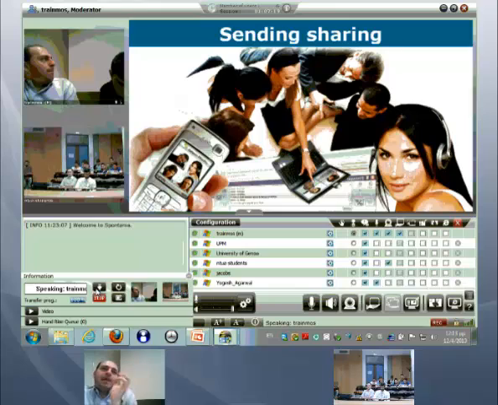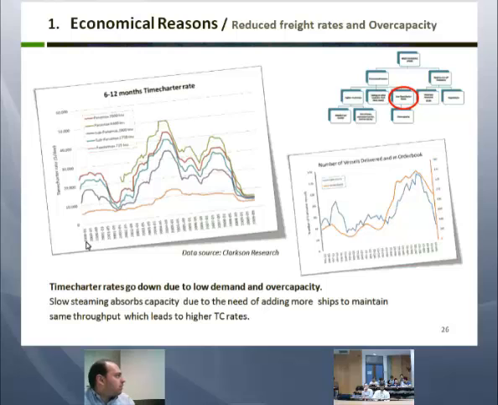When we have an oversupply of vessels, one way to absorb this extra capacity is through reducing the speed. If you reduce speed, you will need more vessels to carry the same throughput per year, let's say. So slow steaming absorbs this overcapacity due to the need of adding more vessels to maintain the same throughput, but this leads to higher time charter rates.